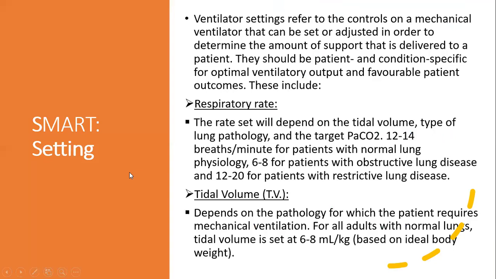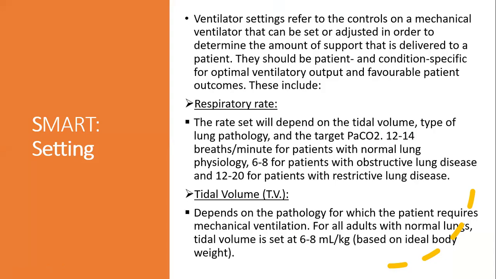So the first thing is setting. What are ventilator settings? These are controls on the ventilator that you will need to set or adjust in order to determine the amount of ventilatory support that you're giving to your patient. Ventilatory settings should be patient and condition specific for optimal ventilatory output and to improve patient outcome.